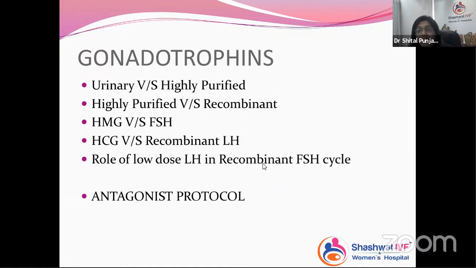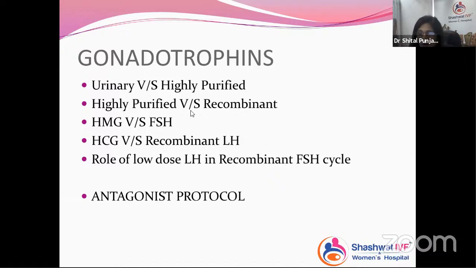Antagonist protocol is the favorite for all IVF centers as they are practicing a no-OHSS clinic. So antagonist is the protocol. Stimulation is done with the help of gonadotropins, urinary, purified, or recombinant, anything in a proper dosage, no excess dosage. The LH surge trigger is given with the agonist, and we are giving the antagonist for the prevention of the premature LH surge.